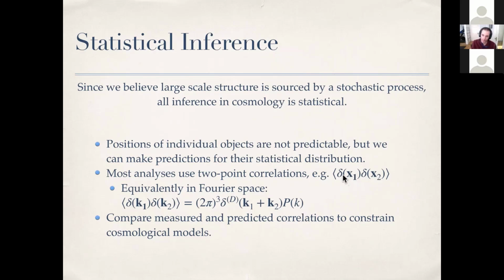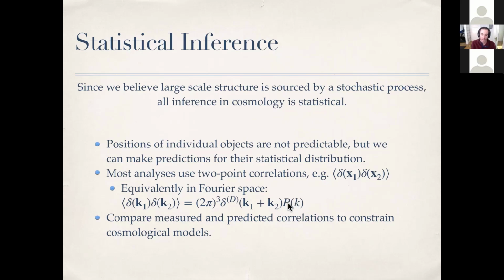So looking at the correlation between the density in one part of the universe at some position x1 and the density at another part of the universe at some position x2. Or equivalently in Fourier space, we can look at the density at some particular wave mode, k1 and k2, and look at their correlation. These 2-point correlations can also be summarized by power spectra. So it's this big P of k that I'm going to be talking about a lot today.